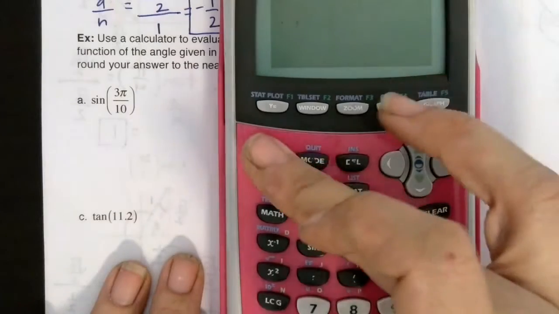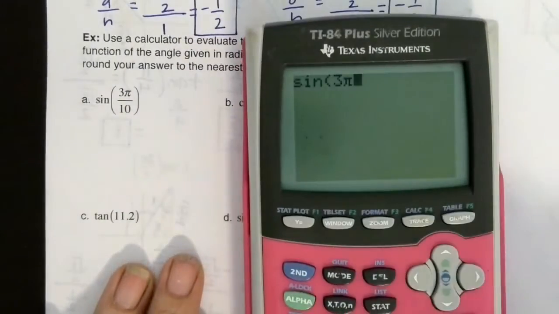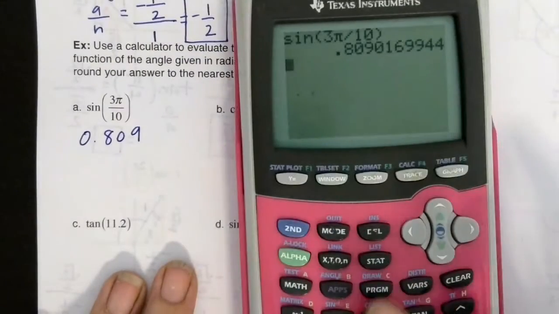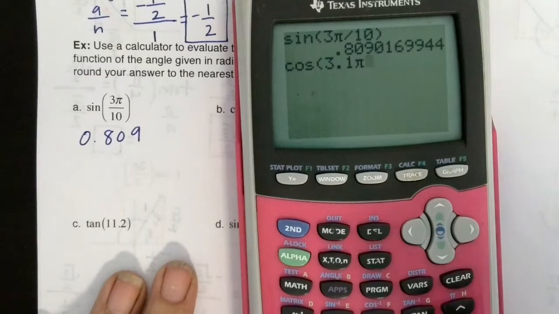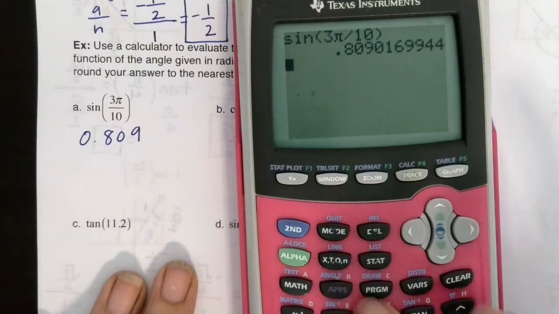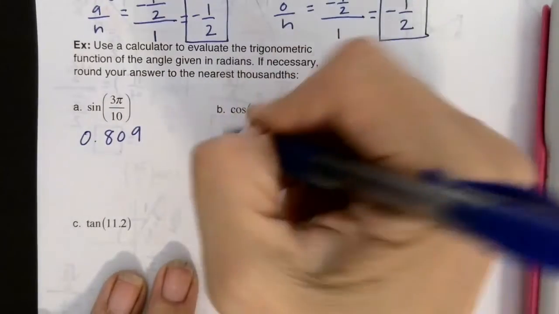It's right below the clear button. Just make sure you hit second first. So there's the pi popping up into the calculator, divided by 10, close parentheses, and we are rounding to the thousandths. So there it is. Just a couple of button pushes. Alright, cosine of 3.1 pi equals, whoa, hit the wrong one. Cosine of 3.1 pi equals negative 0.951.